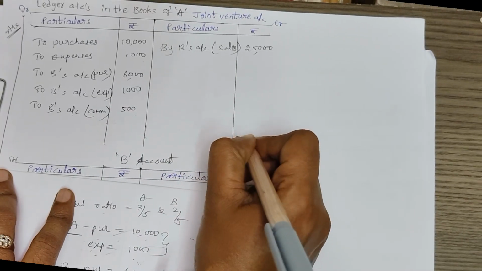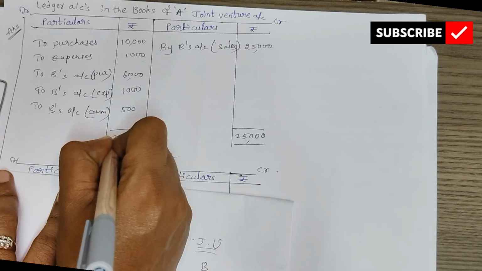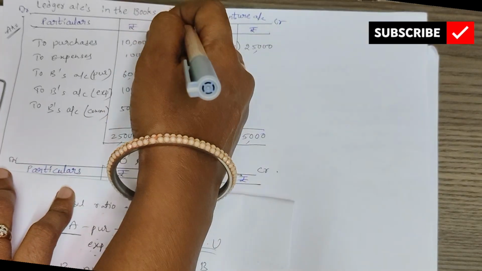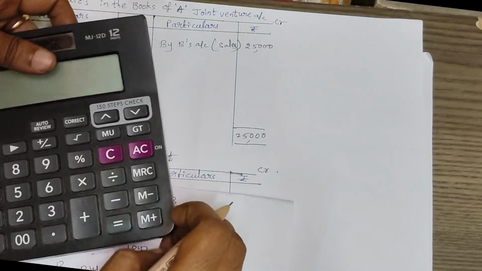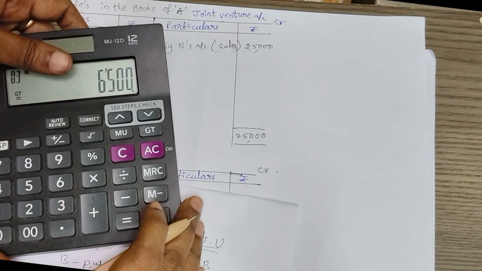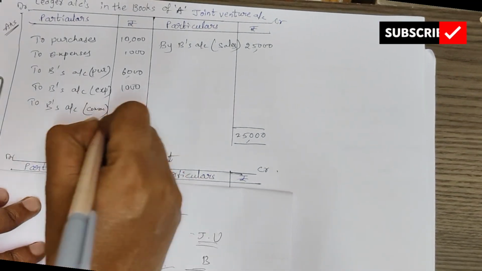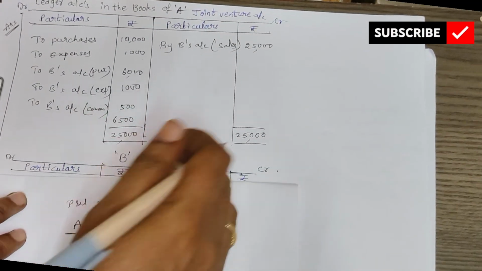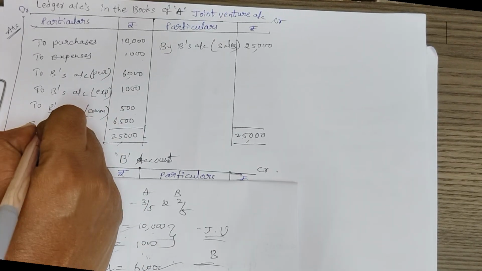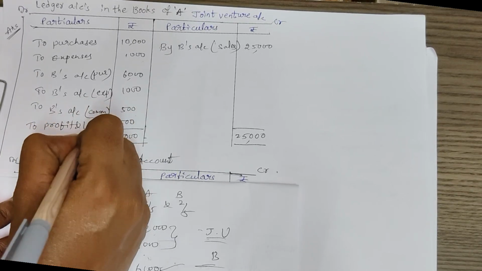So which balance is more? Credit side balance is more. So that should be written on both sides, 25,000, 25,000. 25,000 minus 18,500 is 6,500. So income is more, expenditure is less. So it is profit. Joint venture account profit. Profit and loss account profit.